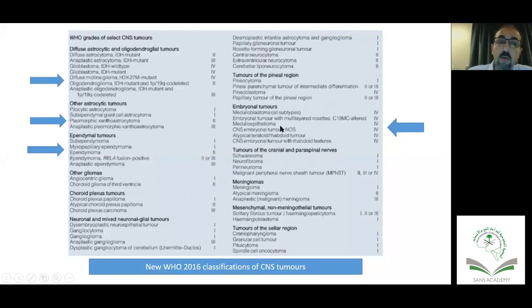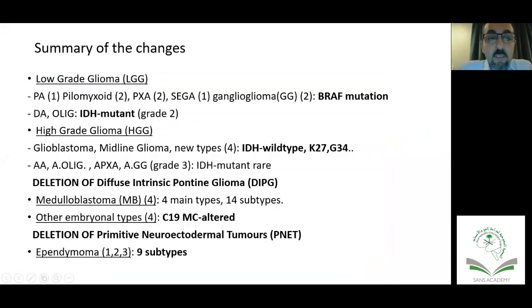Now, this slide will summarize all the major changes in the WHO classification of brain tumors in children. Remember, it's still low-grade glioma, high-grade glioma, medulloblastoma, embryonal tumor, ependymoma.